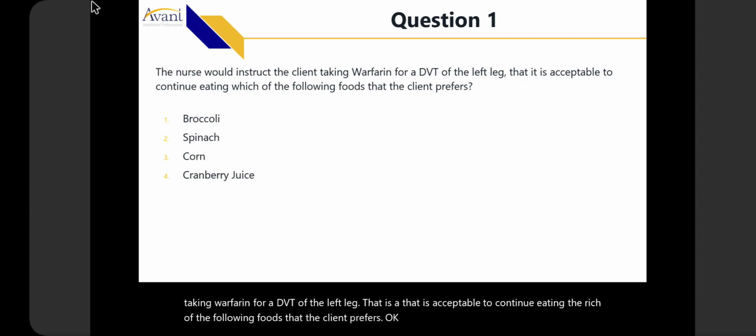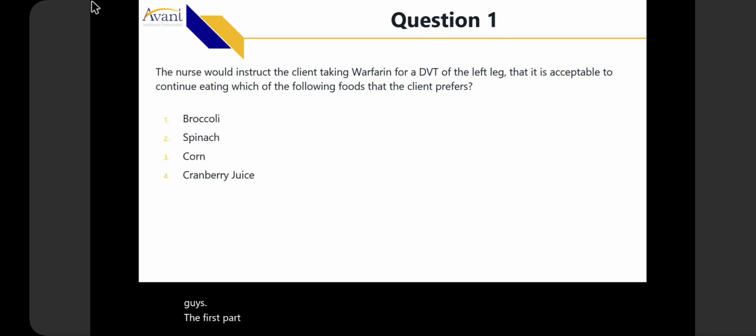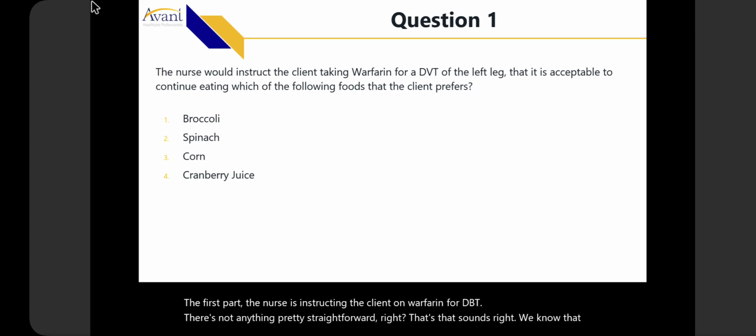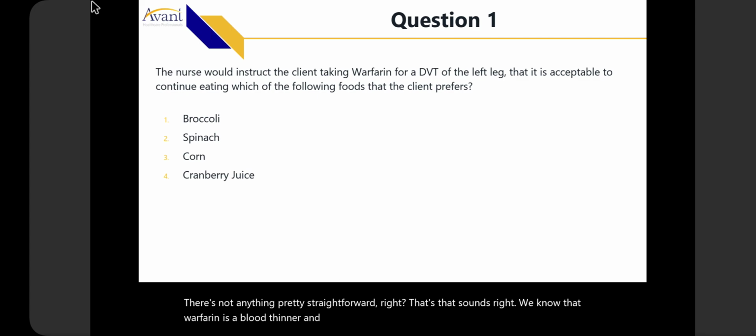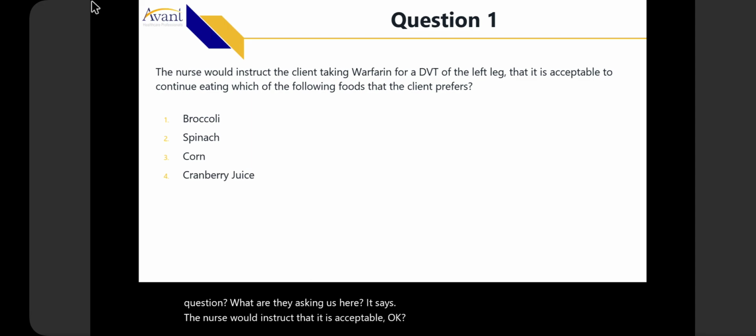Okay, so tell me a little bit about this question, guys. The first part: the nurse is instructing the client on warfarin for DVT. That's pretty straightforward, right? That sounds right. We know that warfarin is a blood thinner, and we give that for DVTs. What about the second part of this question? What are they asking us here? It says the nurse would instruct that it is acceptable. So are we looking for something that the client should eat or the client shouldn't eat?